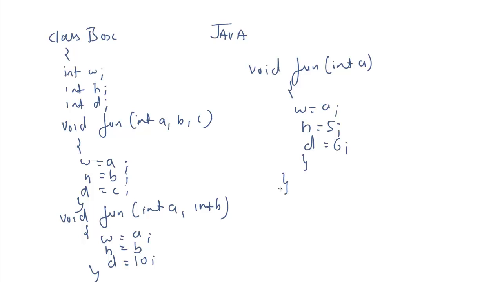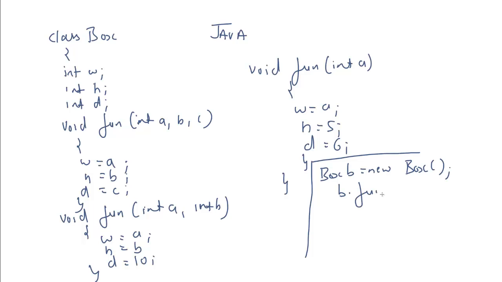But the main thing is which method will be invoked. That is also pretty clear. What I need to do is create an object of this. If this part of the code is inside the main method, I'll be creating an object: Box b is equal to new Box. There is no constructor provided by me, so a default constructor would have been inserted. Now b dot fun of 10 comma 20. Which method will be called? The second method will be invoked.